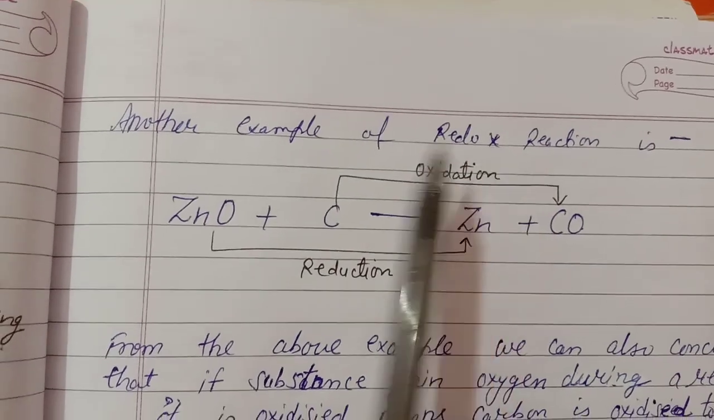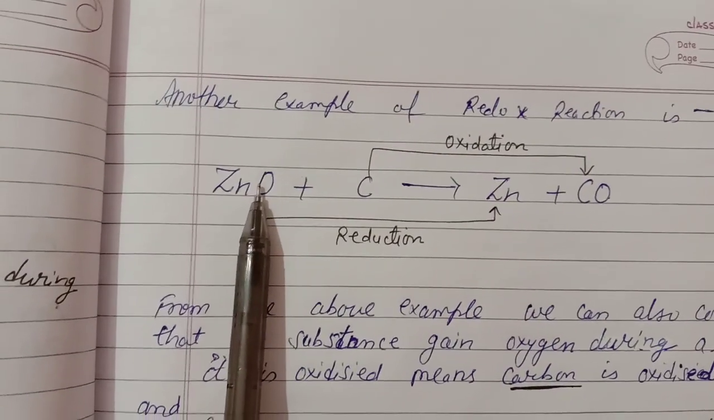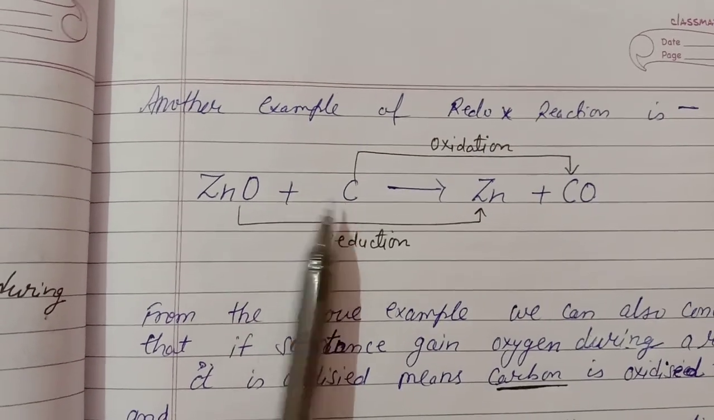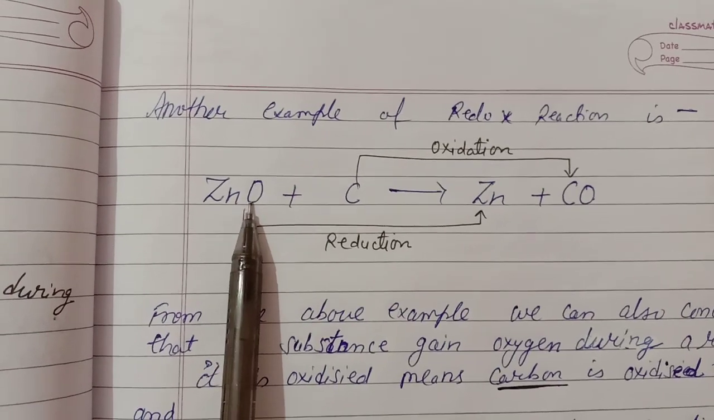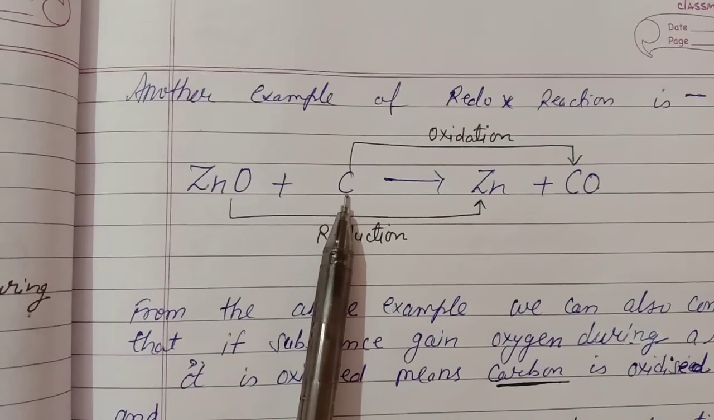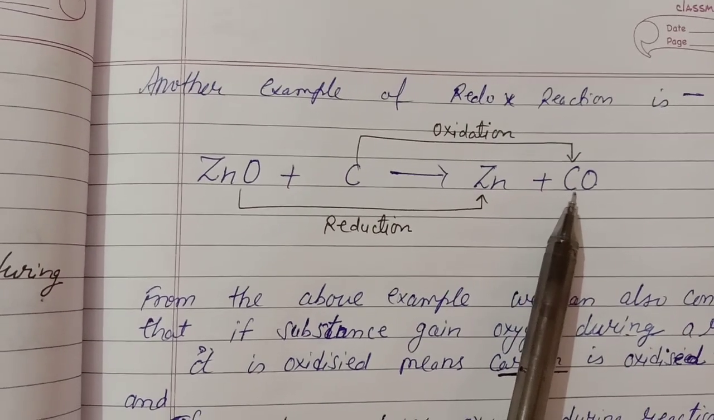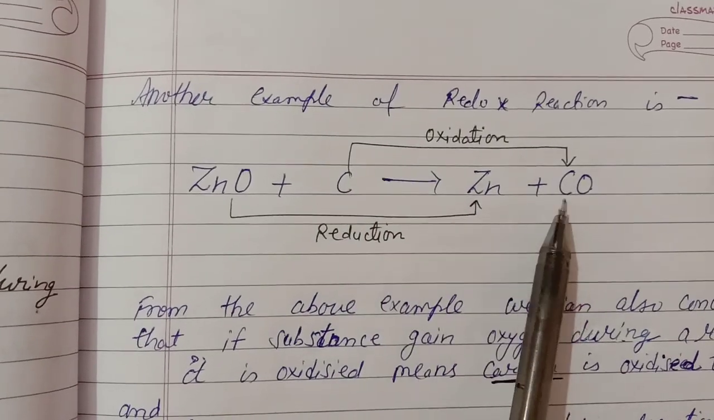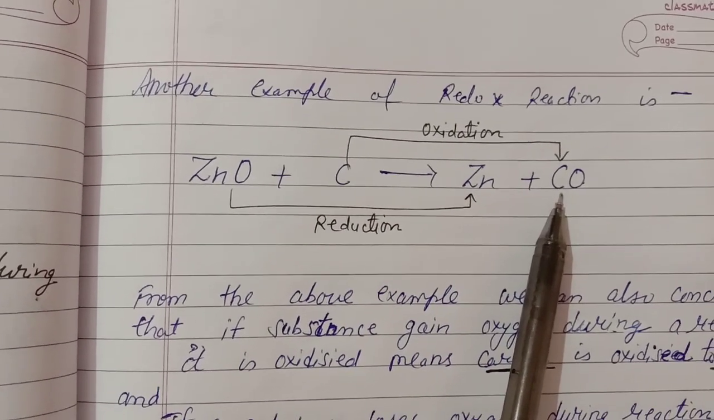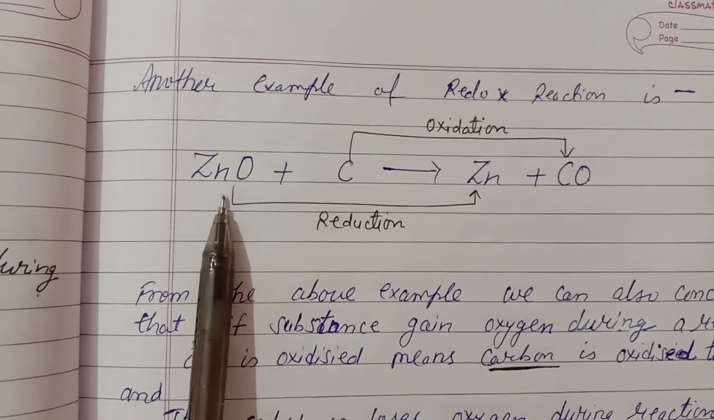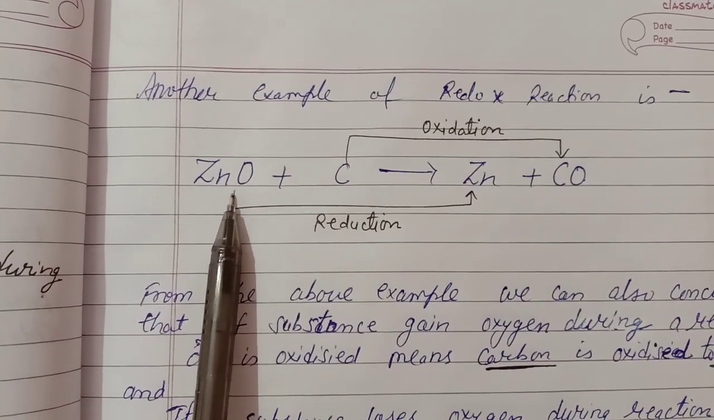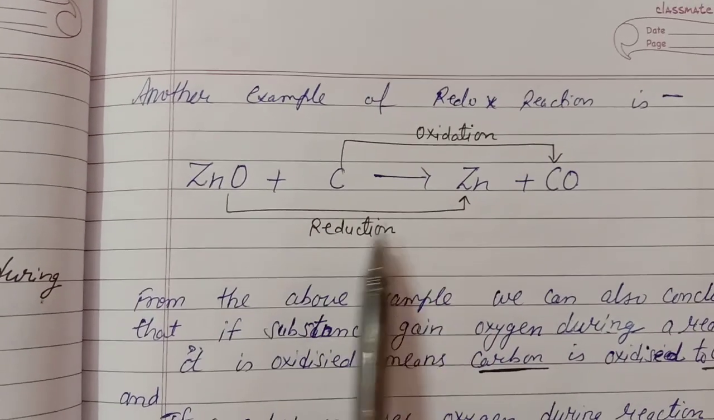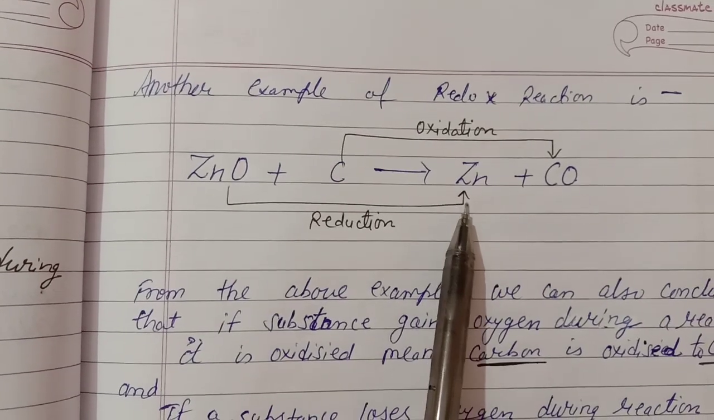Another example of this redox reaction. This is a reaction showing oxidation and reduction both. Here zinc oxide reacts with the carbon. As a result, during the oxidation process, the carbon atom gets oxygen. So it is CO, carbon monoxide. Carbon converted into carbon monoxide. It is an oxidation process because of addition of oxygen. And here zinc oxide loses oxygen, so it converts into zinc. So it is a reduction. Zinc oxide is reduced into zinc.